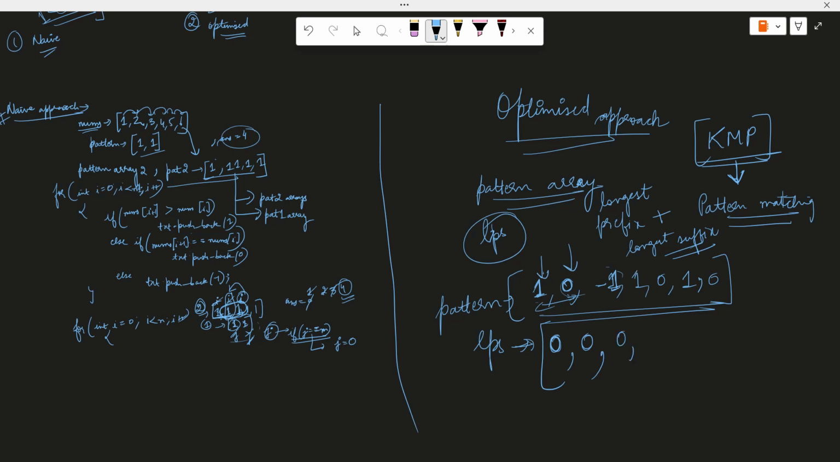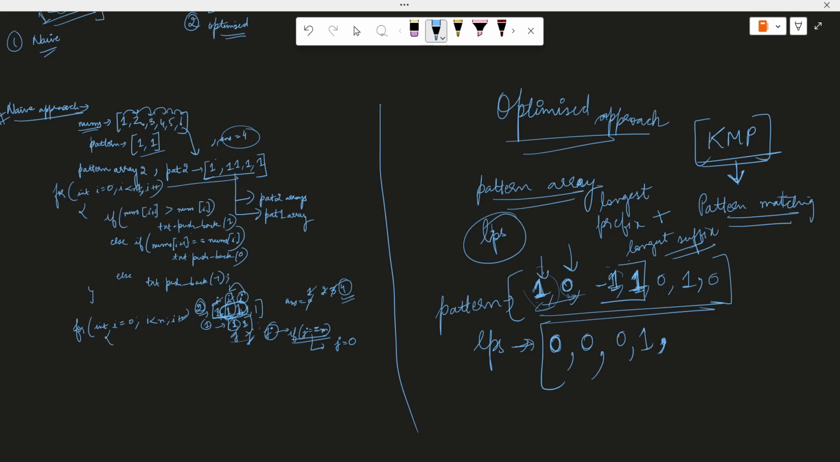Now you can see that till here we are getting two similar elements, 1 here also and 1 here also. So we have found a longest prefix which is also a suffix of length 1, consisting of the element 1, because we have this 1 over here and 1 over here also. This is acting as the prefix, this is acting as the suffix.